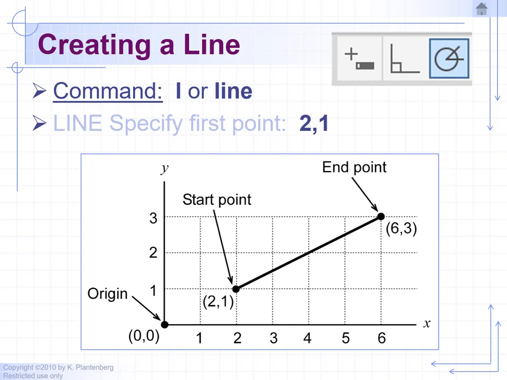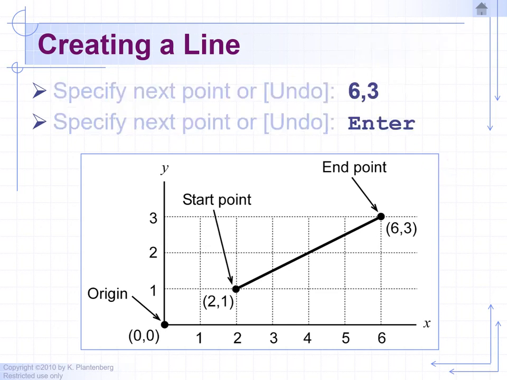Let's go to the next slide. So from the previous slide, we're going to type in 6, 3 to define our endpoint. So type in 6, 3 in the command line in AutoCAD, hit enter, and it'll define your second endpoint and it'll generate the line. Next slide.